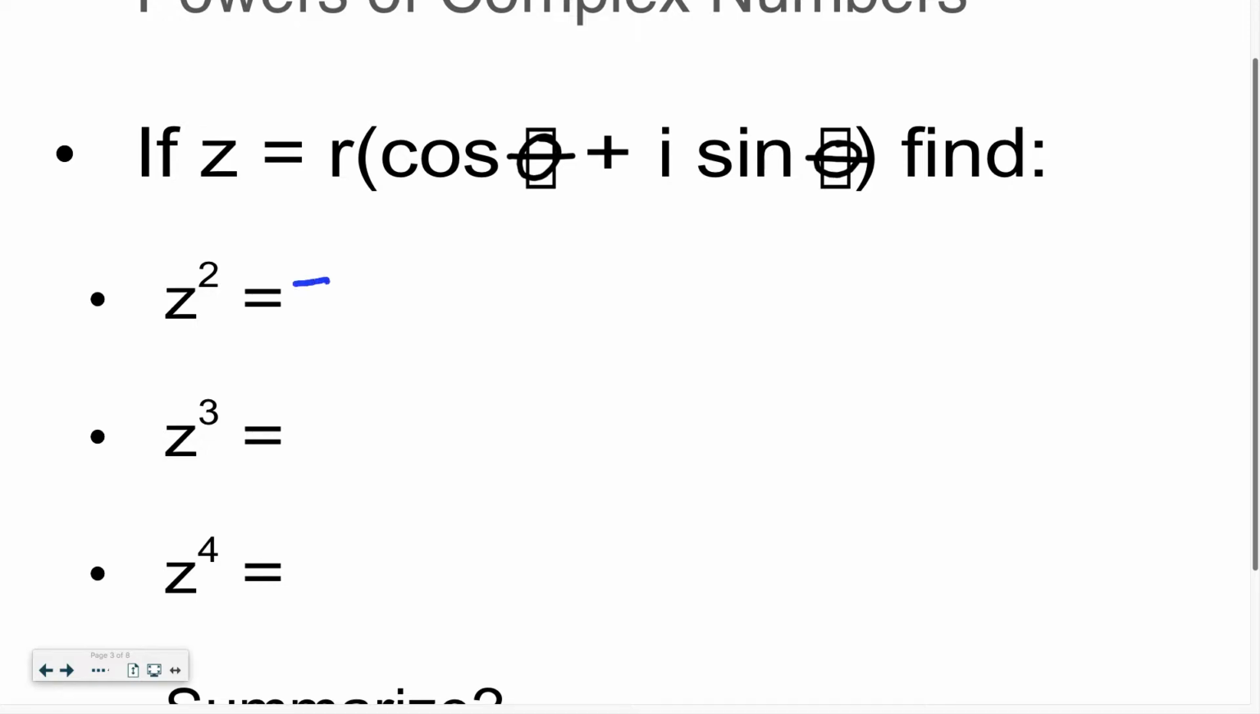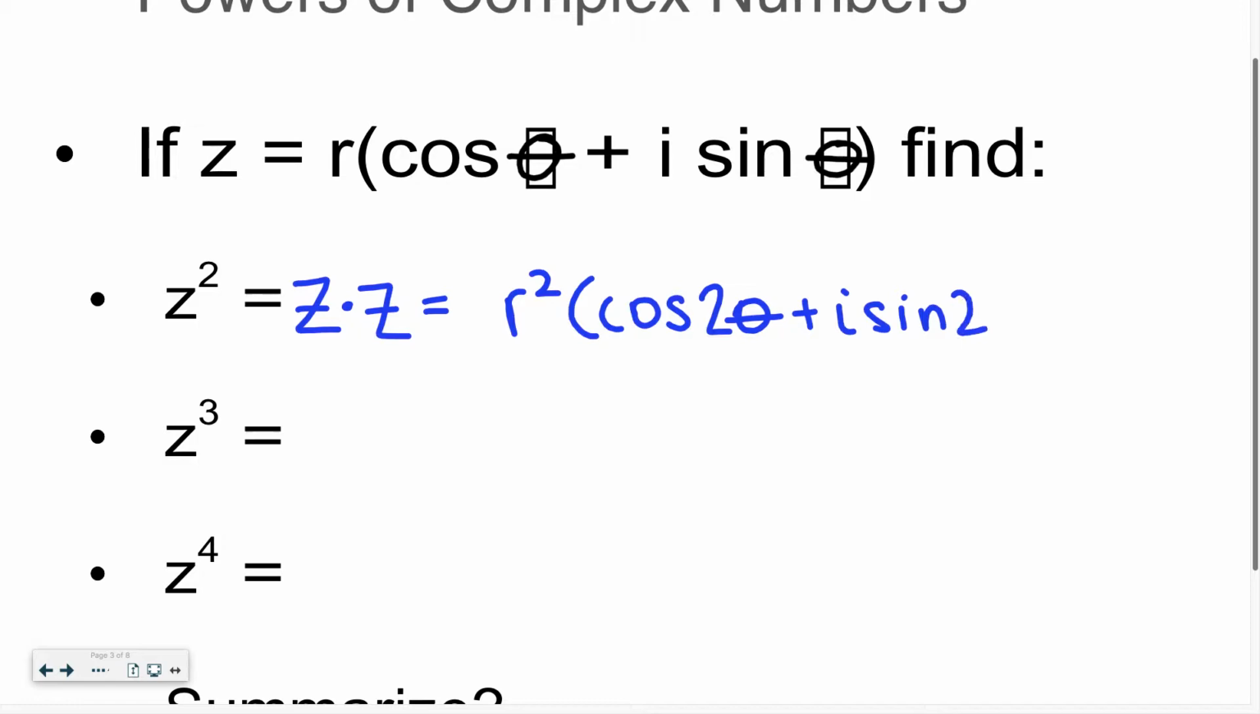Z squared is just z times z, correct? Okay, and when we multiply the r values, correct? So we would have r times r. And what do we do with the angles? Add them, so we would have theta plus theta. Okay, because we're multiplying z to itself, right?